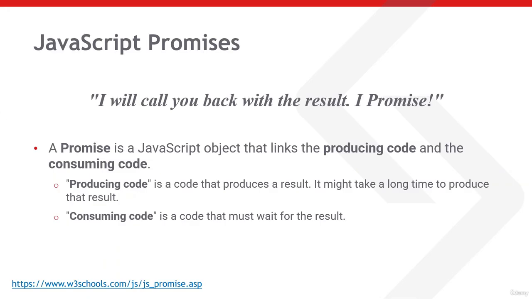So how can I solve this? How can I make my application not freeze until I get back this result from the producing code? And this is when we have promises. The idea of a promise is that I will not make my consuming code wait for my producing code. A promise is going to be an object that will link both the producing code and the consuming code, and the producing code will be executing whatever it needs to retrieve the data or generate the data, while the consuming code is free to do what else it needs to do.